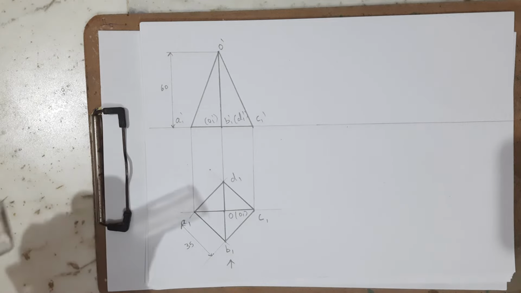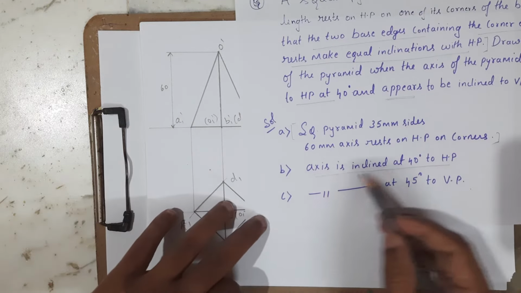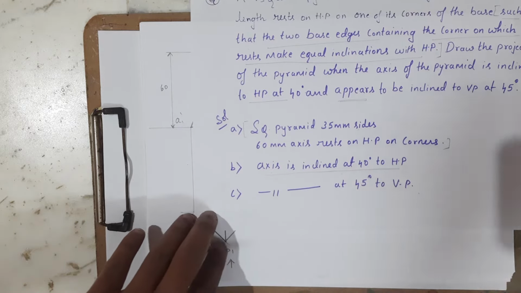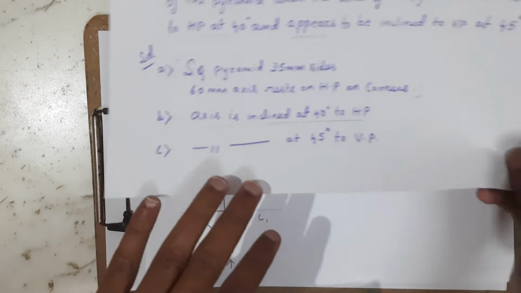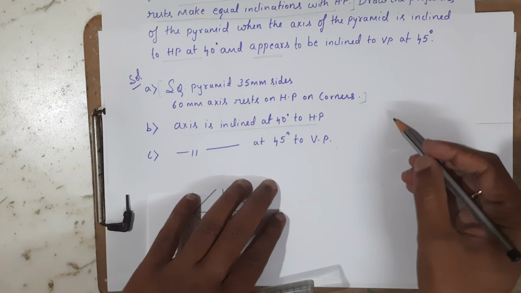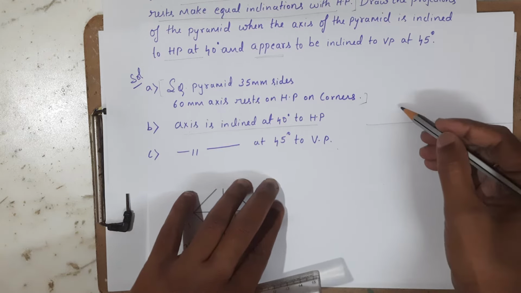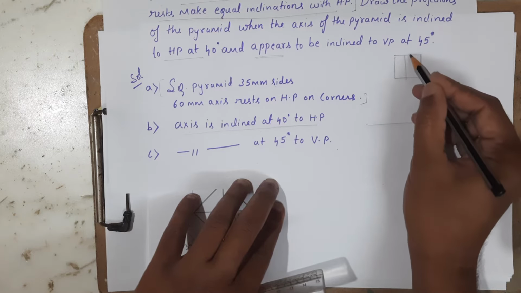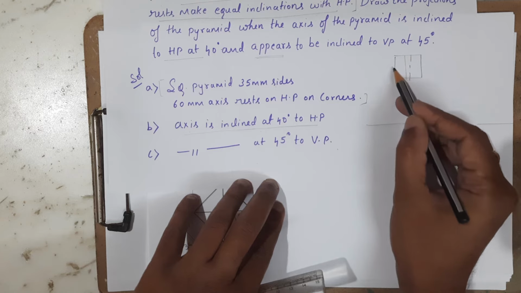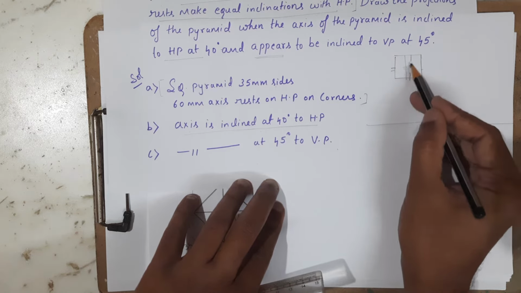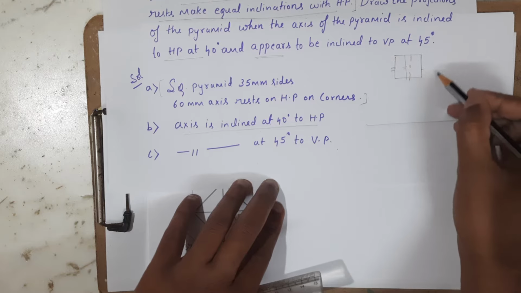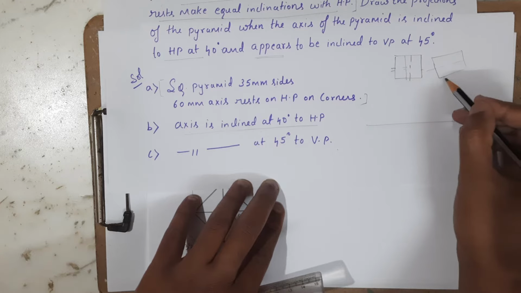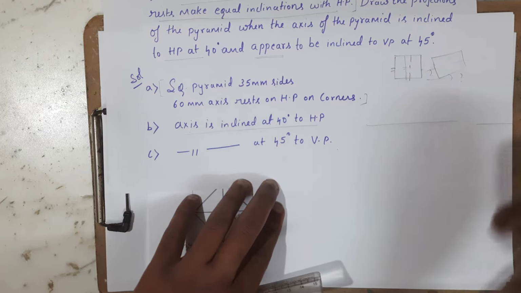Okay. So next one, inclination with respect to HP. That is step number 2. So which one is inclined? The axis is inclined at an angle of 40 degree to HP. See, in the case of pyramids, it is very important how to draw the axis. In the case of prisms, if this is the axis, all the vertical edges are parallel to the axis. If I incline any one of the edges at the required angle, the axis is also inclined at the same angle, right? So this will be the same.